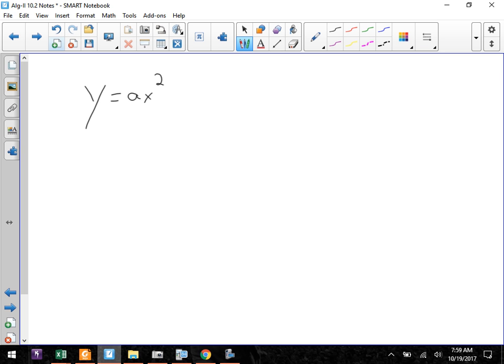How do I solve for x? You know what? Let's do this first. Let's just say our a value is 1 for right now. Square root. Now, if you take a square root over an equal, what do you have to do? Plus minus. So if I do that, I'm going to say that y equals plus or minus square root of x.